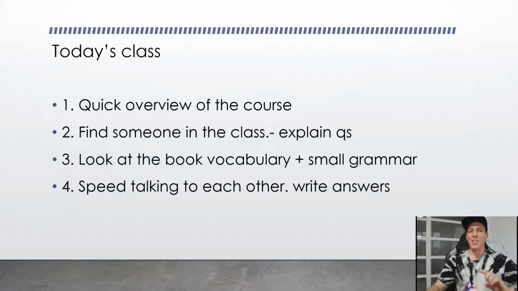Now today I'm just going to quickly go over the course overview. We're going to go through some questions about finding people in class and finding things that we have together, like common interests. Number 3, we're going to look at some vocabulary and some very simple grammar in the textbook. And then we're going to write the answers down for speed talking activity.